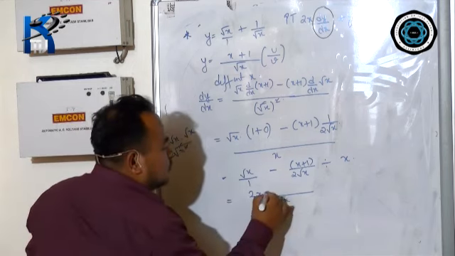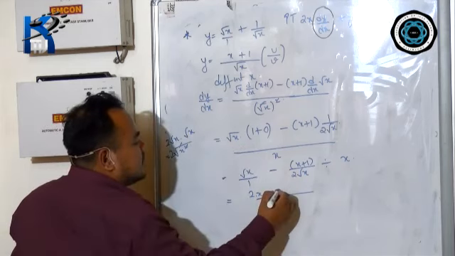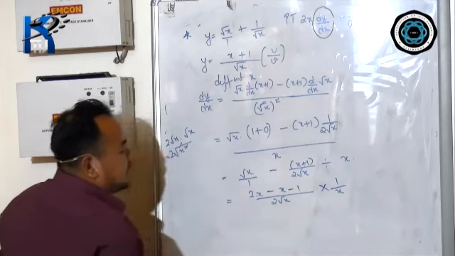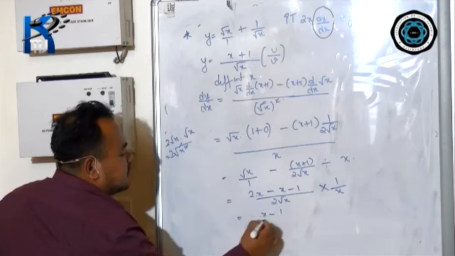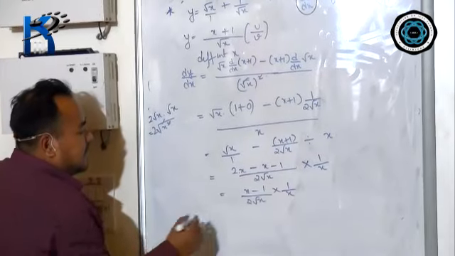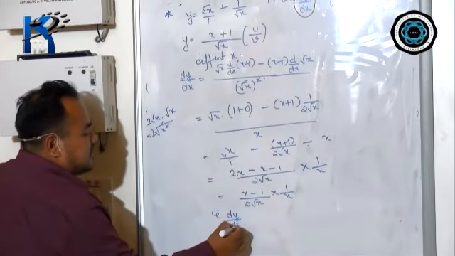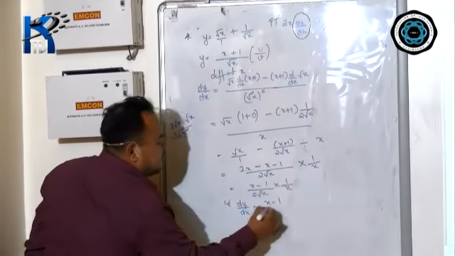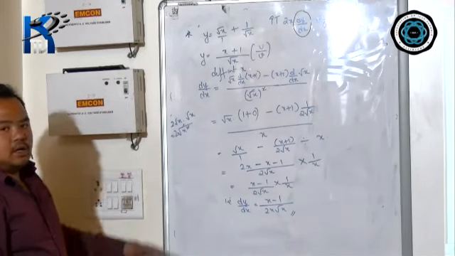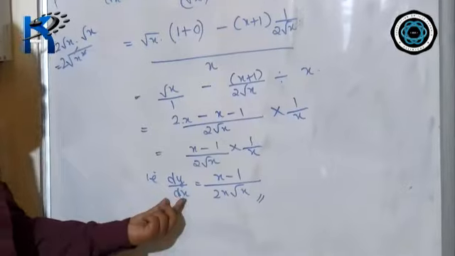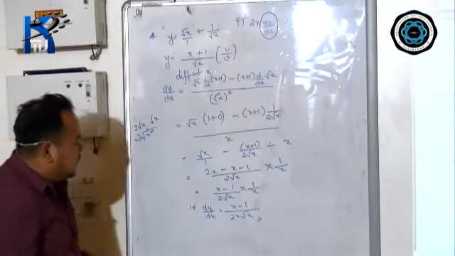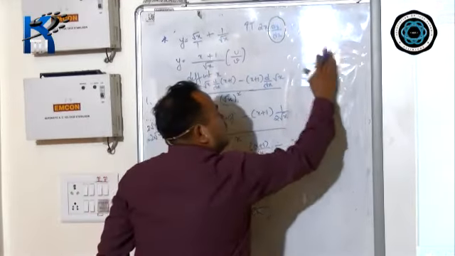For those who did not understand this, the sign changes, minus into plus becomes minus 1. When you change division to multiplication it becomes 1 by x. So 2x minus x is x, x minus 1 divided by 2 root x into 1 by x. That is dy by dx equal to x minus 1 divided by 2x root x. So this is the value of dy by dx. Now let us put the value of dy by dx on the left hand side and get the right hand side. Since I don't have enough space here, I'm going to do the remaining sum out here.